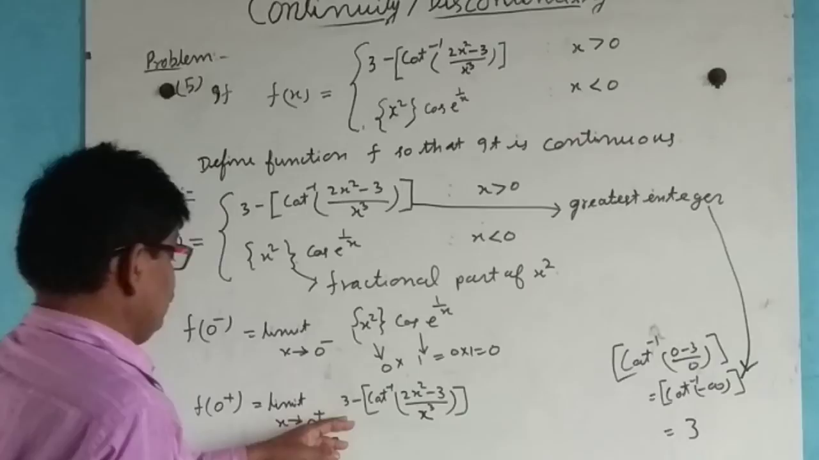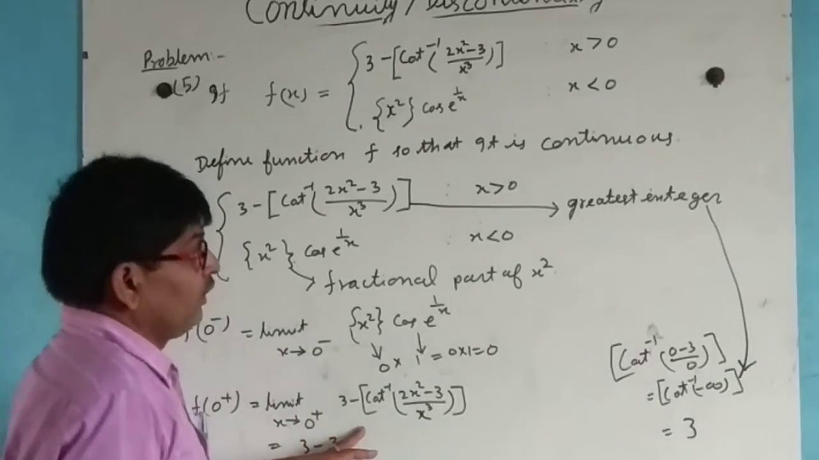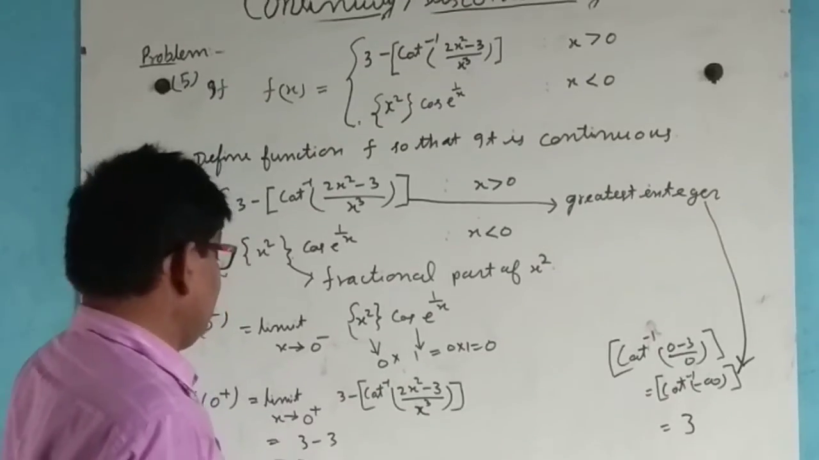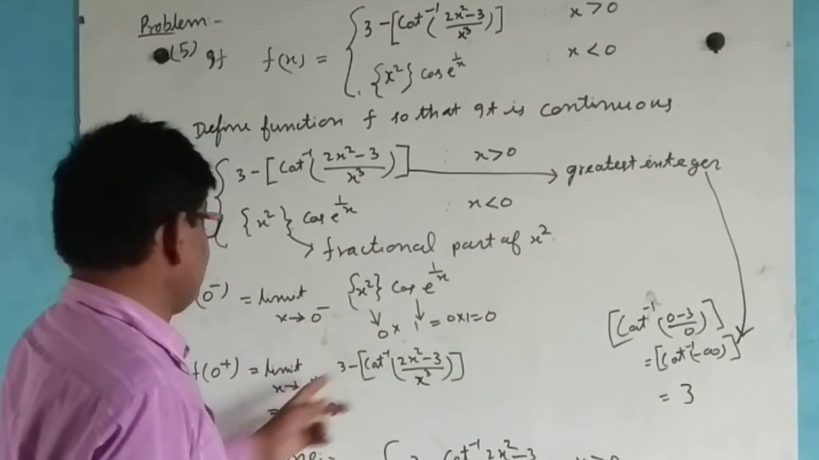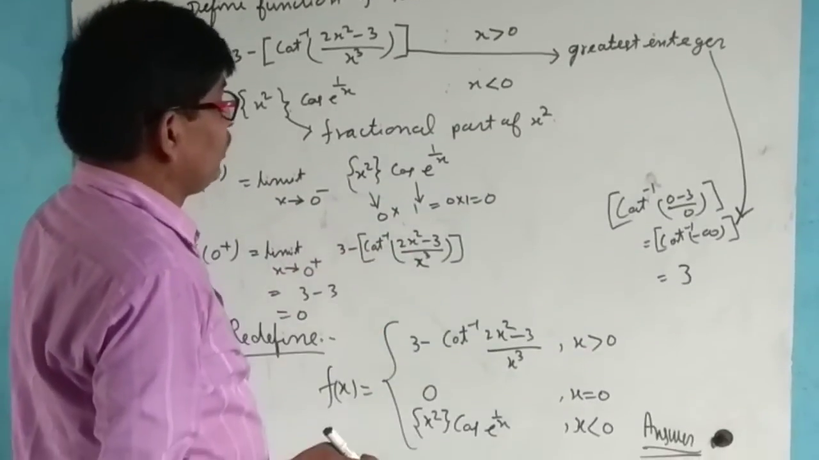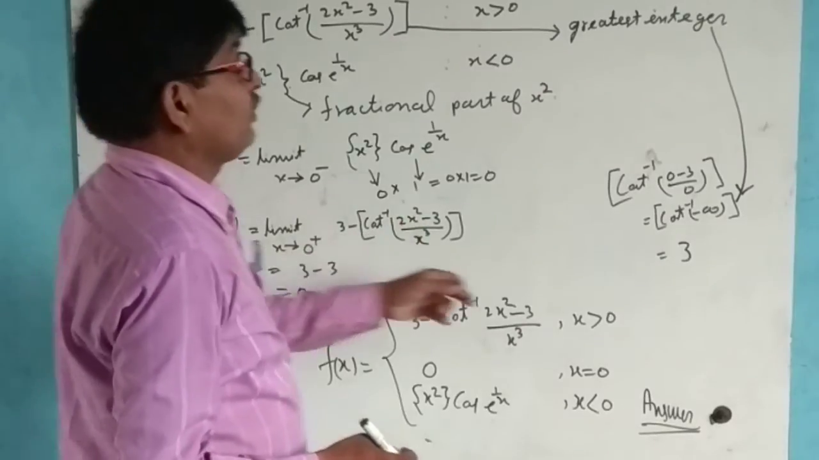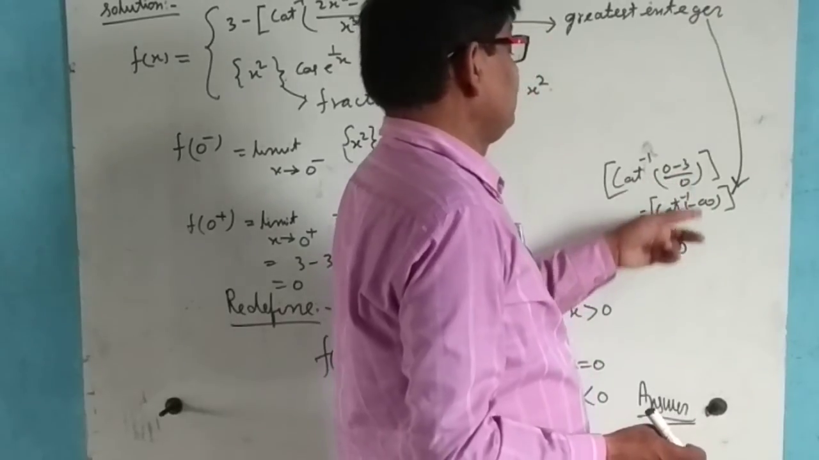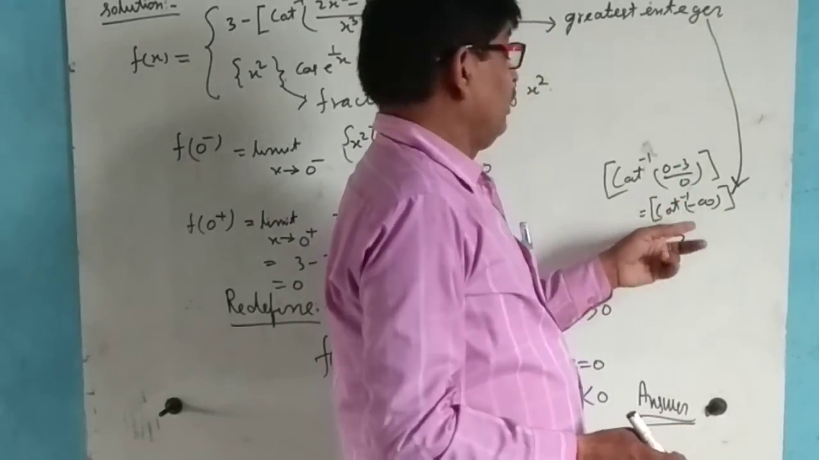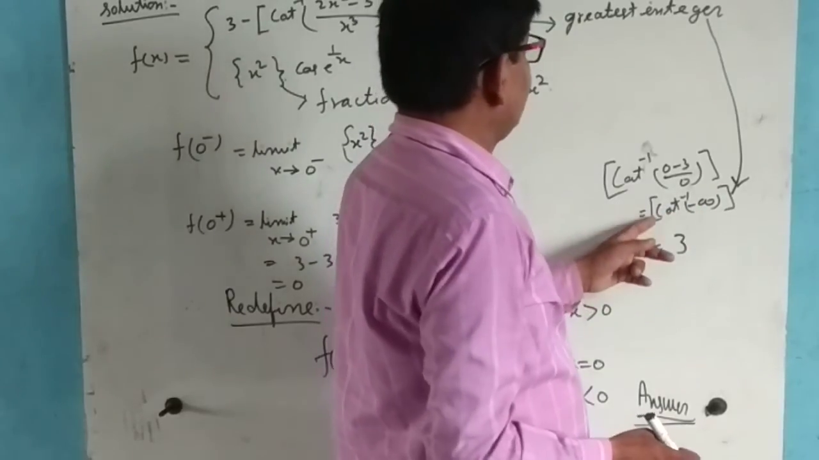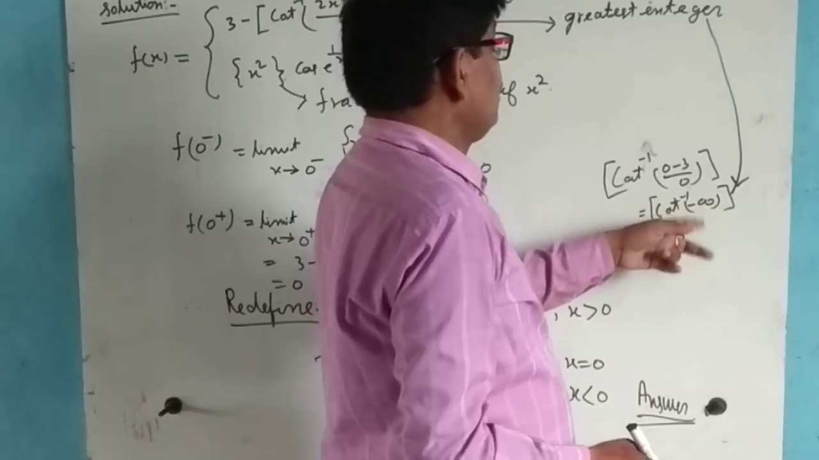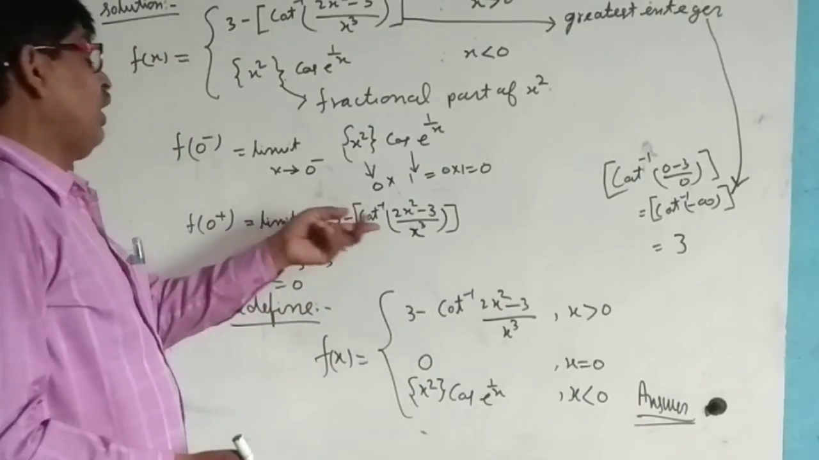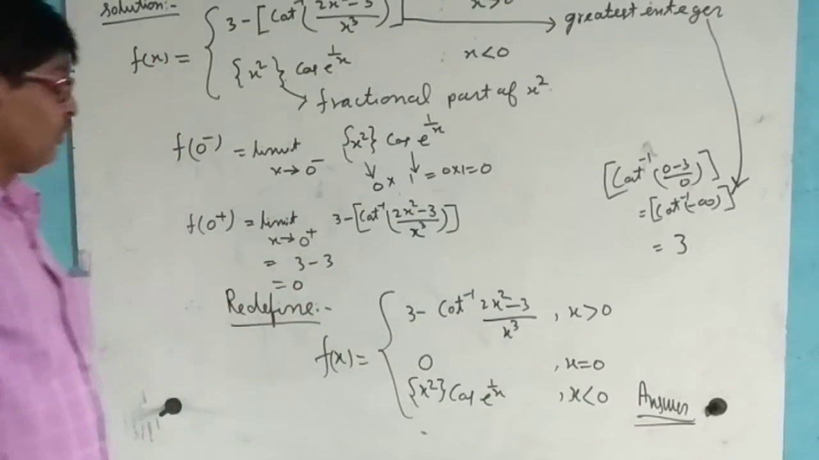Now f(0 plus), here x is greater than 0, so f(x) is equal to this part. Now we take 3 minus the greatest integer of cot inverse (2x square minus 3) by x cube, and this is 3. Putting x equal to 0, this is 0, this is 0, this is minus 3, cot inverse of minus 3 divided by 0, this is equal to infinity minus infinity, but this notation is the greatest integer, so the greatest value is equal to 3. We apply the value of this equal to 3 minus 3 equal to 0.